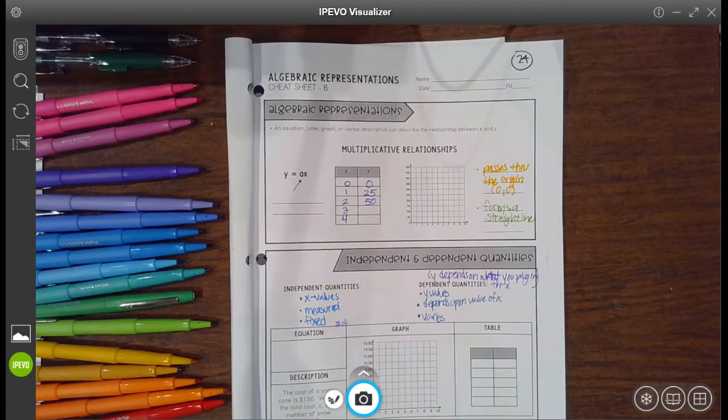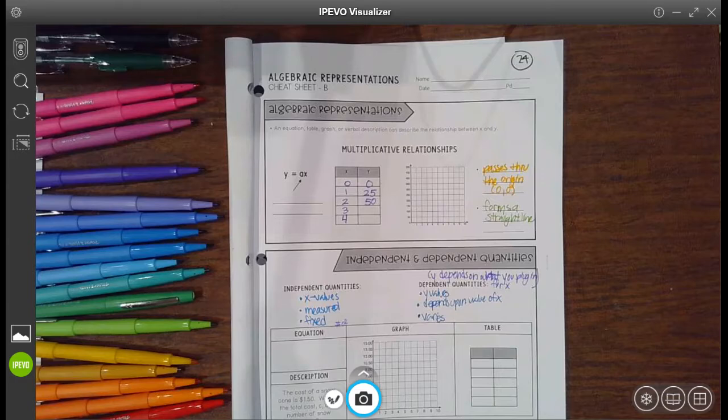Hello, my little mathematicians. Today we're going to be going over how to represent algebraics in graphs and tables and equations, okay? And the difference between independent and dependent quantities.